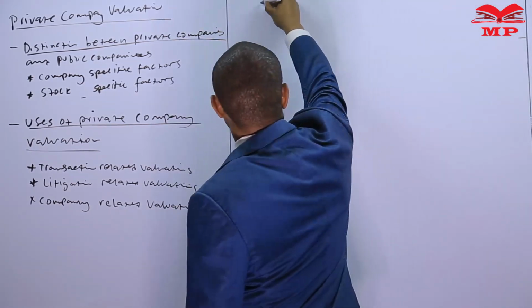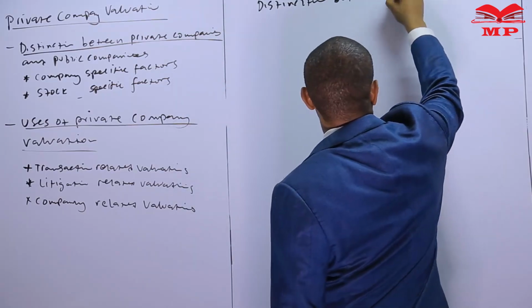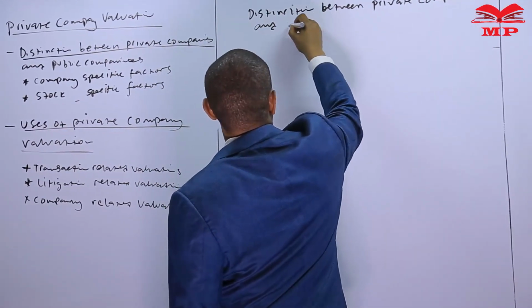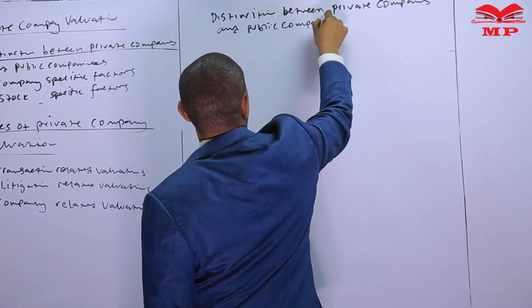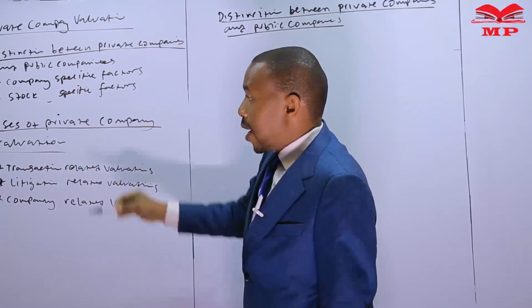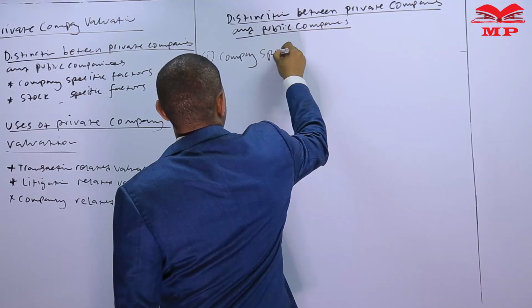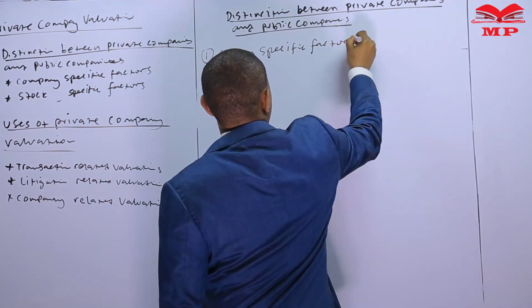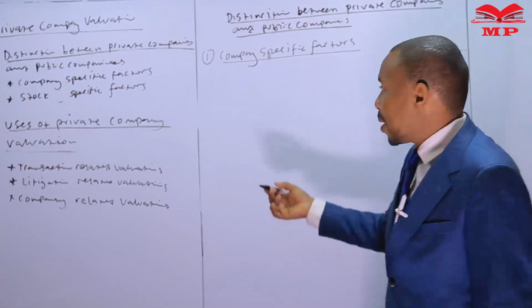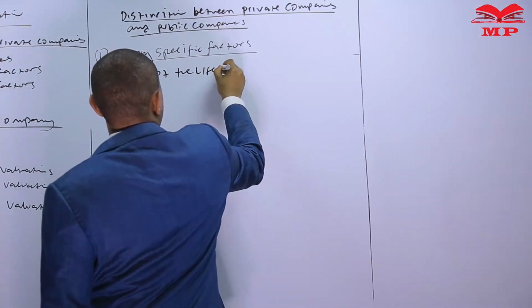So to start off, we look at the distinction between private companies and public companies. The major subdivisions include the company specific factors and the stock specific factors. Let's start off by looking at the company specific factors. Now, the first company specific factor that distinguishes private companies from public companies is the stage of the life cycle.